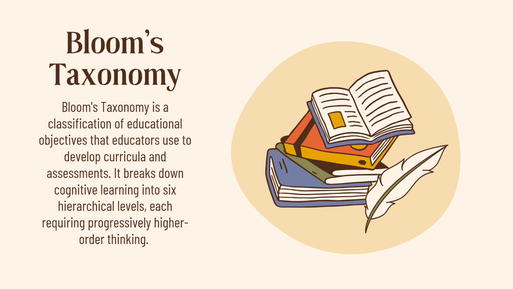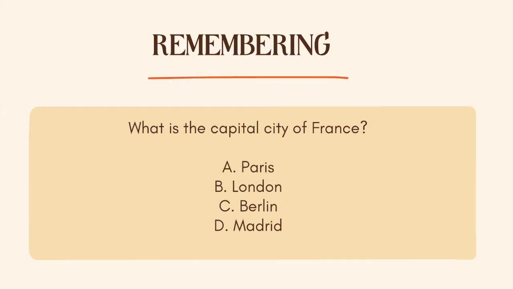So, here is a breakdown of each level of the Bloom's Taxonomy of education. The first level of Bloom's Taxonomy is remembering. At this level, learners are tasked with recalling or recognizing facts and basic concepts. It's the most foundational stage of learning, focusing on simple memory without necessarily understanding the material.